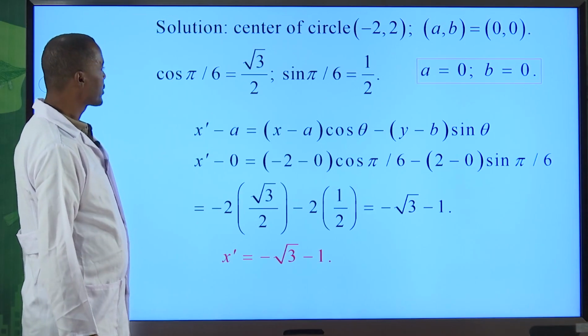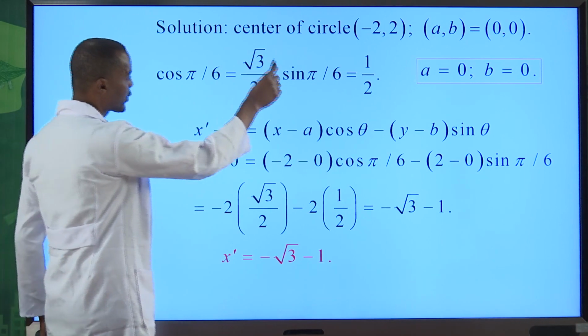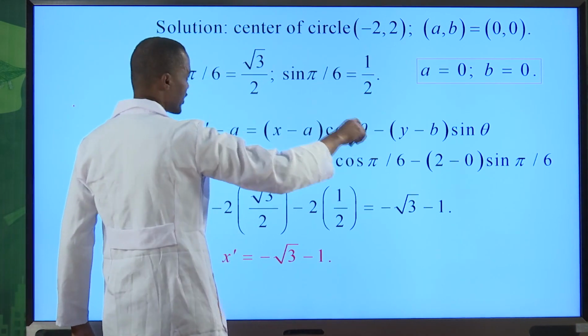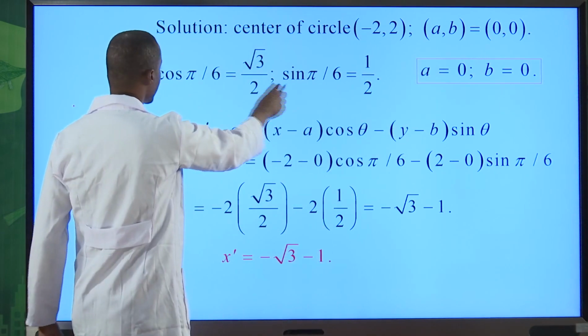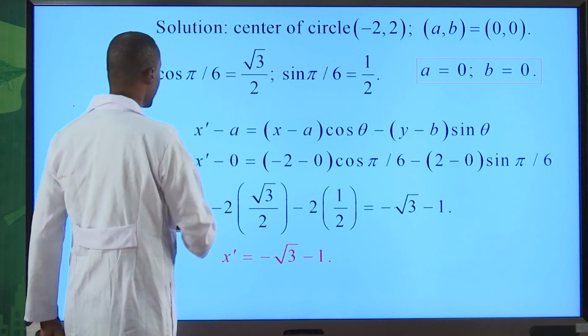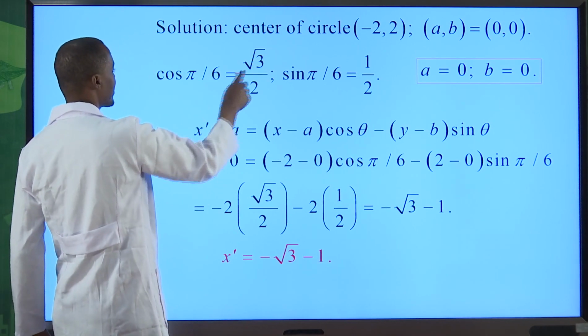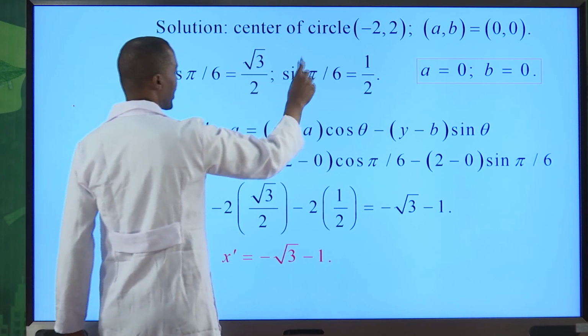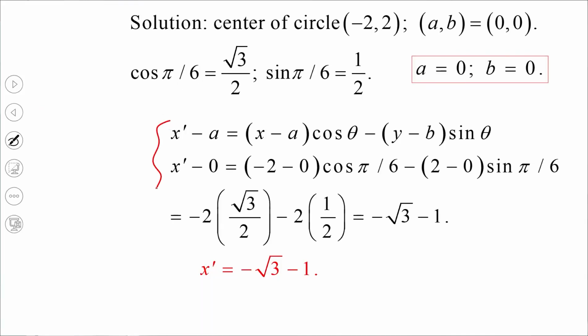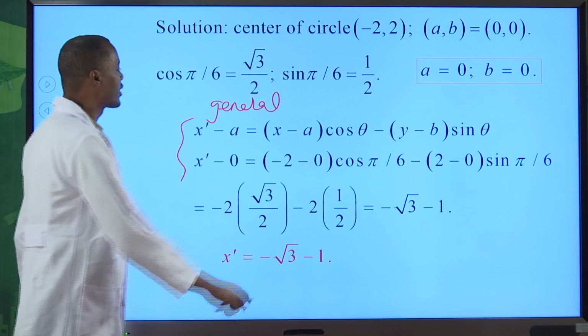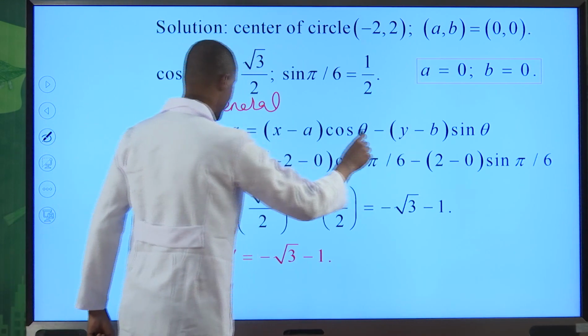Okay, let us see the solution of this problem. The center of the circle is (-2, 2), and our rotation is about the origin, that is about (0, 0). So directly substituting the values into the formulas that we have, because cosine of pi over 6 is root 3 over 2, and sine of pi over 6 is a half, we will substitute that into this formula, which is a general formula. We will use it for everything, because if it is about the origin, a and b will be 0.